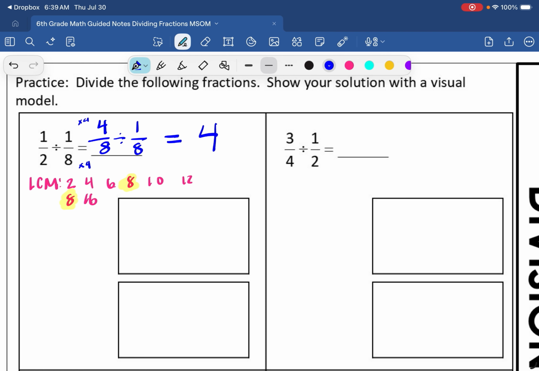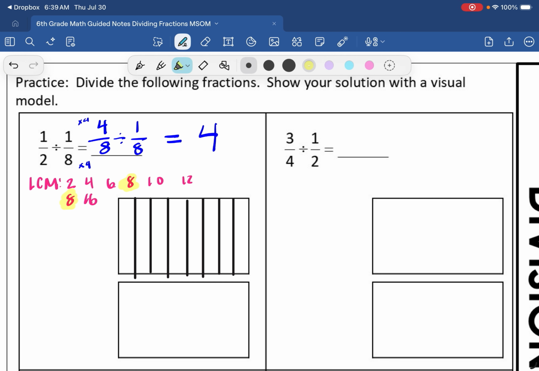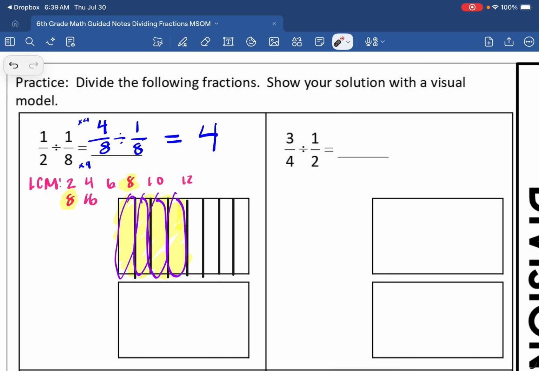Let's show this on a model. So 4/8 means I'm going to divide up my fraction into 8s. 4/8 will be 4 of them, so dividing by 1/8 is asking how many groups of 1/8 are in 4/8. So here's 1, 2, 3, 4. There's 4 groups.